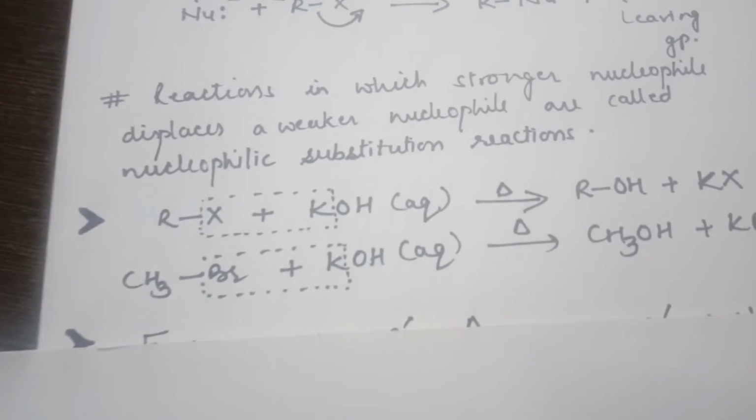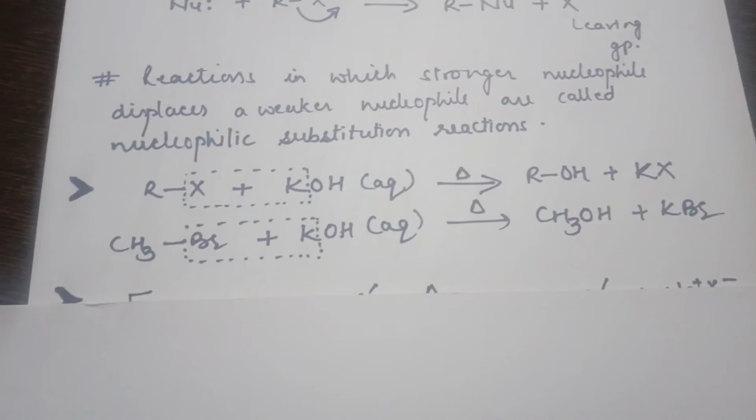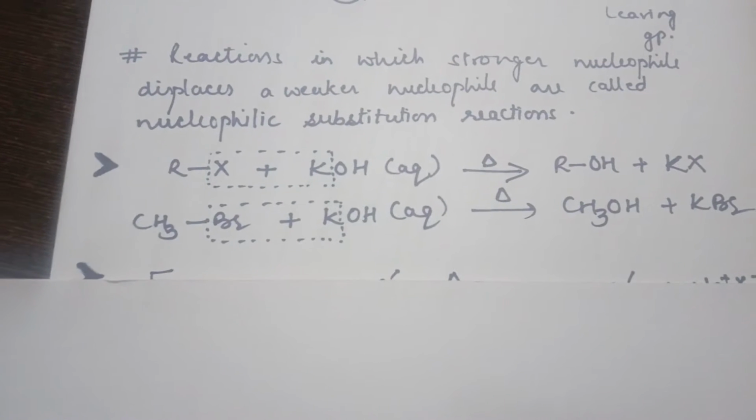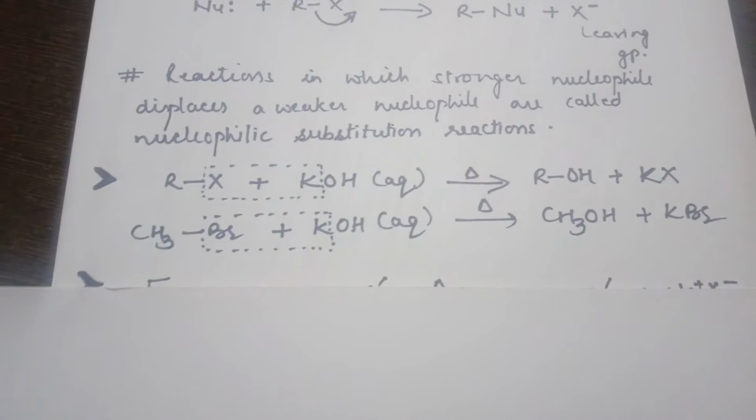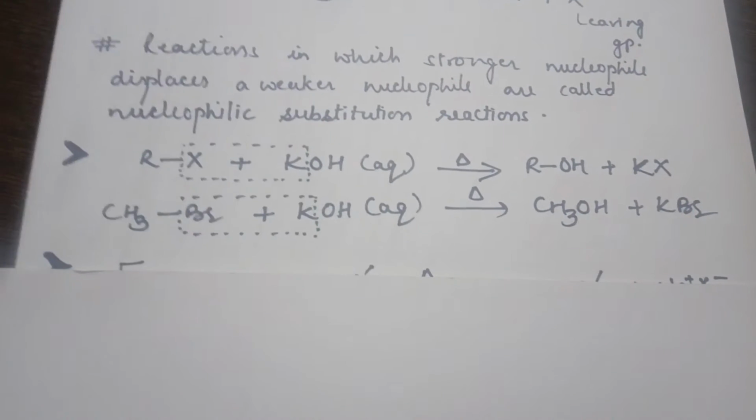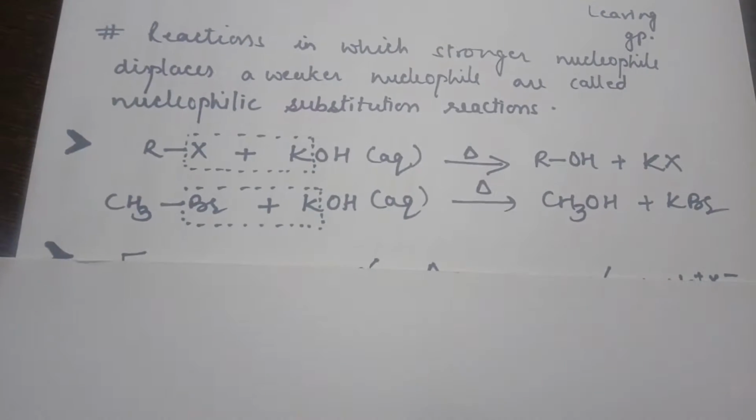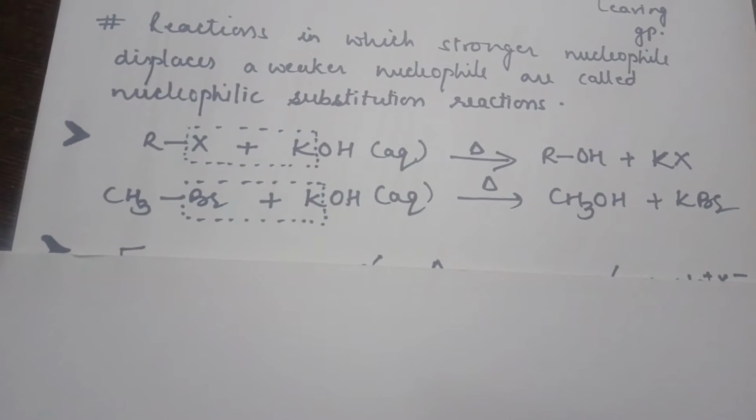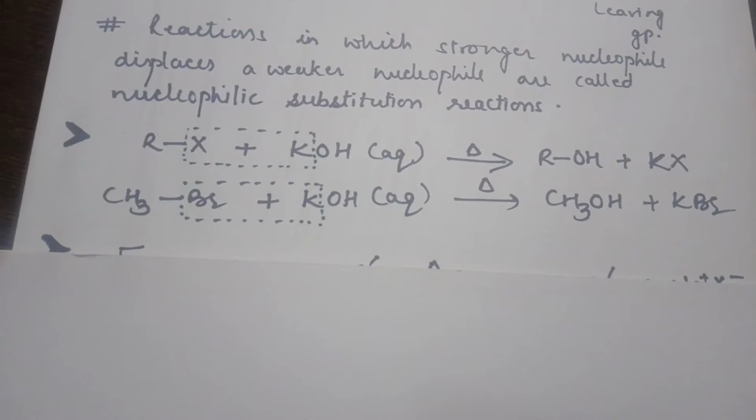The very first category of nucleophilic substitution reaction is alkyl halide when reacted with aqueous KOH. Now in this aqueous KOH, what is the nucleophile? OH minus. OH minus is a strong nucleophile and it will be displacing your X, that is halogen. If you see aqueous, remember this thing in mind. If it is aqueous KOH, then only this kind of substitution will be taking place. If in place of aqueous it will be alcoholic KOH, then it will not take place like this.